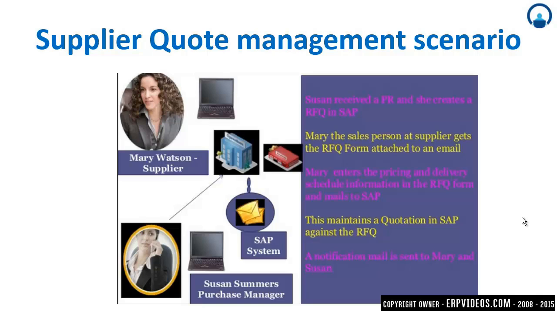Once that is done, the salesperson at the supplier gets that RFQ form attached to an email. Then they will enter the pricing and the delivery schedule information in that RFQ form and send the mail to the SAP system. Once that has been maintained against that RFQ in the SAP system, a notification mail will be sent to the purchasing manager and the supplier. So this is how the workflow process works in the supplier quote management scenario.